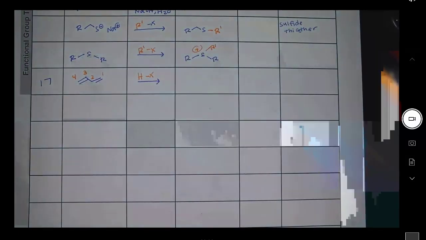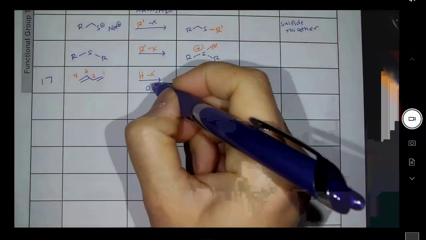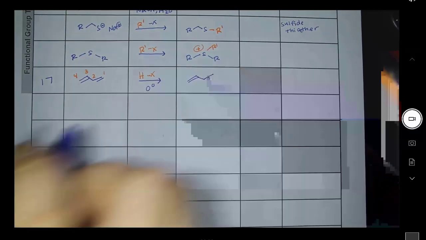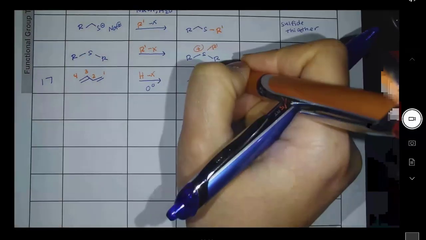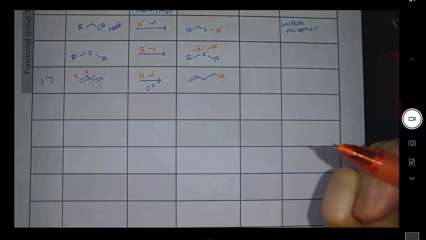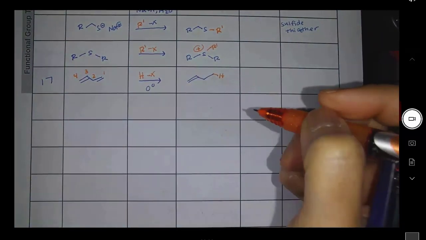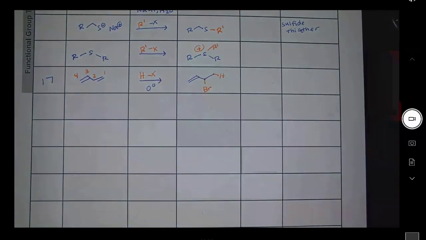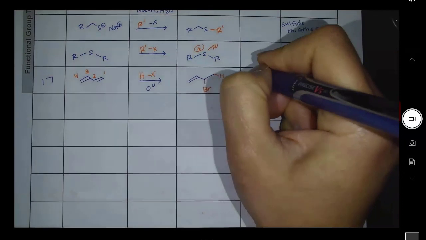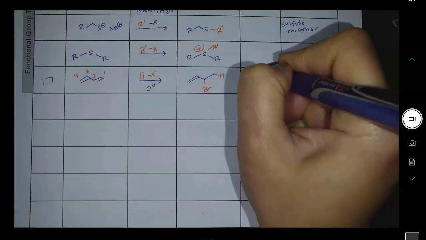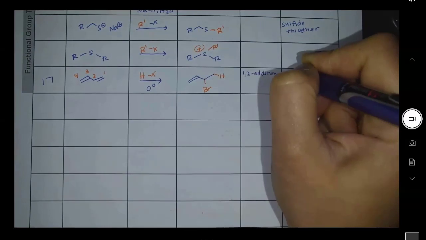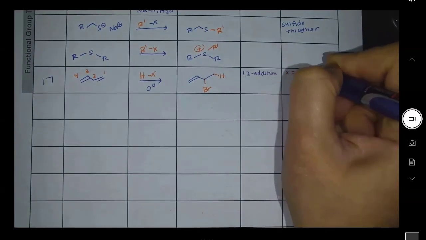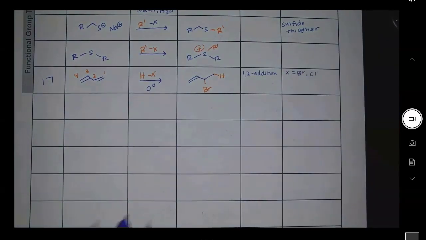If we add HX at 0 degrees, we'll get H adding to the end, because H is going to go to the carbon with more H's, and then the Br goes to where the carbocation is. This is the 1,2 addition. And here, oops, I put Br there, but X can equal Br or Cl. This should really be X here.